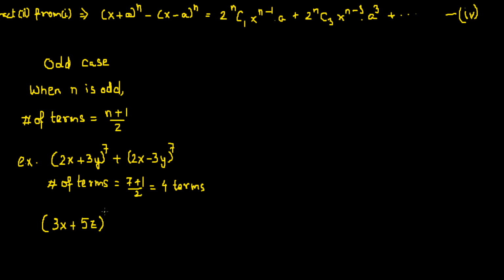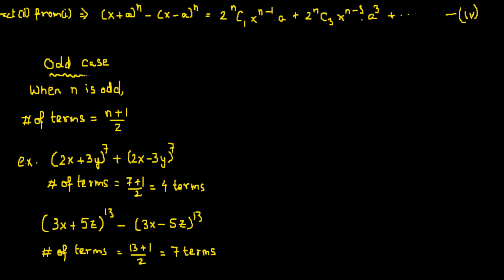So this is (3x + 5z)^13 - (3x - 5z)^13. The number of terms will be equal to (13 + 1)/2, so it is 14 over 2, and we'll get 7 terms. So this is how we find the number of terms for the odd case. Now we come to the even case.